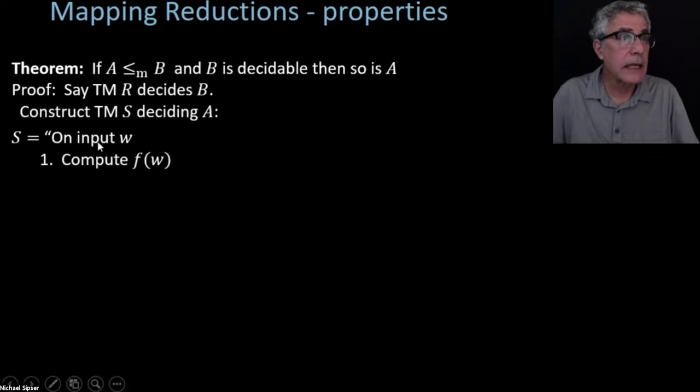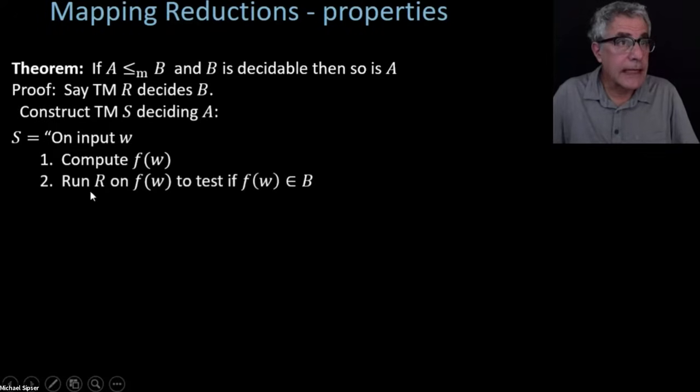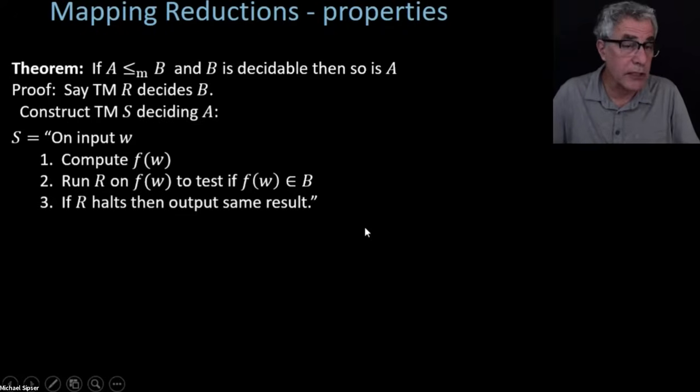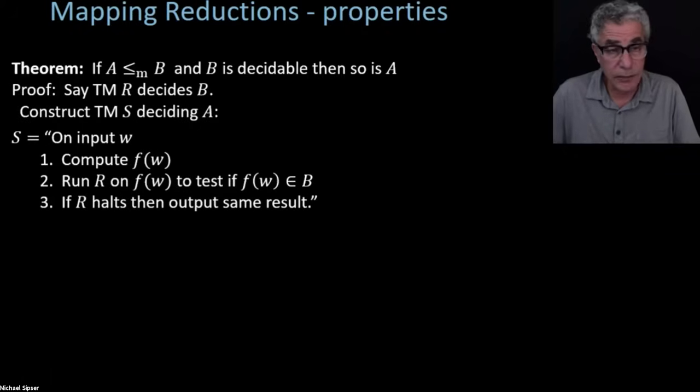S operates like this. It takes its input W, computes F of that input, and tests whether F of W is in B using the R machine that we were assuming. We have R deciding B. If R halts, then output the same result. So if R accepts, we accept. If R halts and rejects, we reject. Of course, we're running R, so if R doesn't halt, we won't end up halting either.